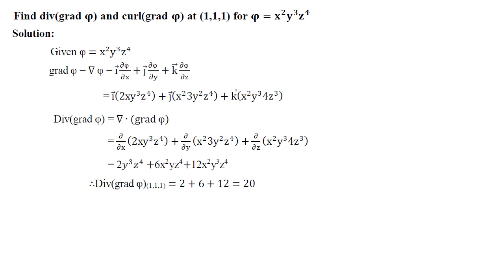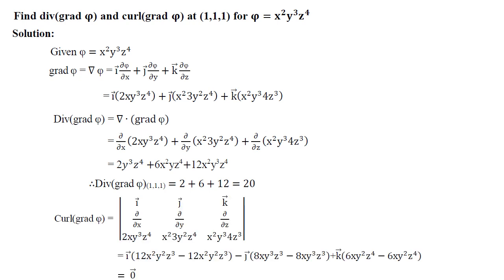Now by differentiating the first term with respect to x, the second term with respect to y and the third term with respect to z, we will be getting the answer as 2y³ z⁴ + 6x² y z⁴ + 12x² y³ z². Now by applying the values 1, 1, 1 in the place of x, y and z, we will be getting the value for divergence of gradient of phi as 2 + 6 + 12, which is equal to 20.